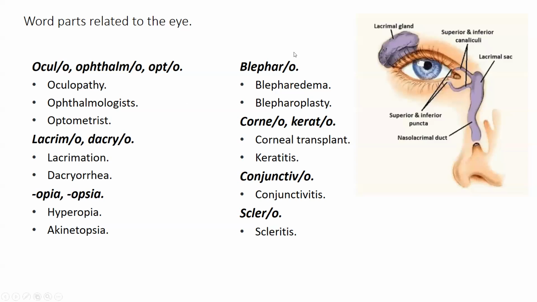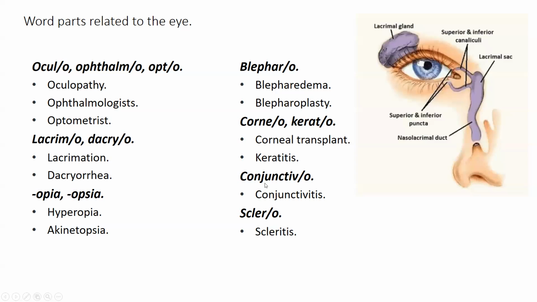Blepharo refers to the eyelid itself, either eyelid, upper or lower. So blepharoedema would be a swelling of the eyelid. Blepharoplasty refers to the surgical repair of the eyelid. Both corneo and kerato refer to the cornea. In this context, kerato, which we saw in skin means horny, here refers to that protein keratin, and refers to the cornea. So you could have a corneal transplant if something were to damage the cornea, or an inflammation of the cornea.